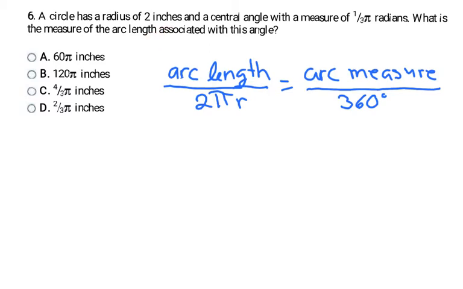Well, here they don't give us the formula, so I've copied over the formula from the last problem. However, the last problem dealt with degrees. This is dealing with radians. So a circle has a total of 360 degrees, and it also has a total of 2 pi radians.